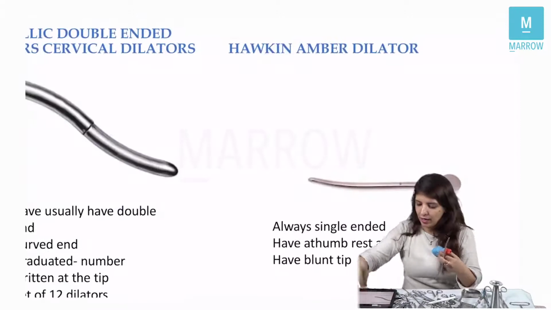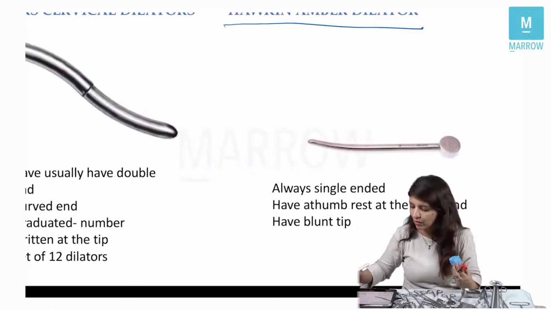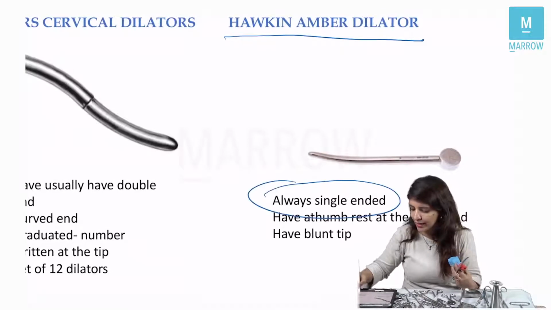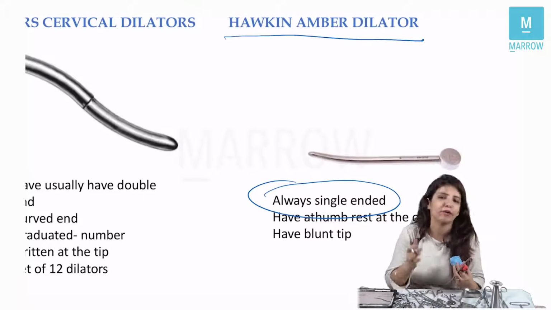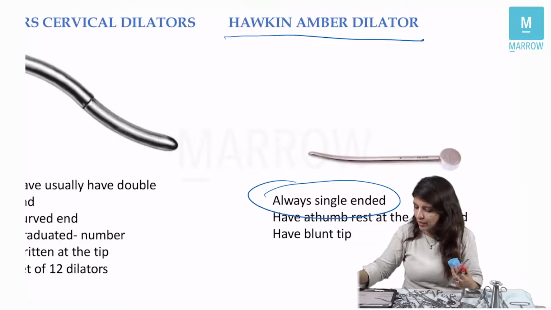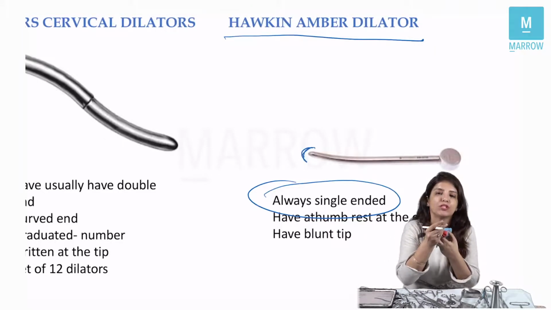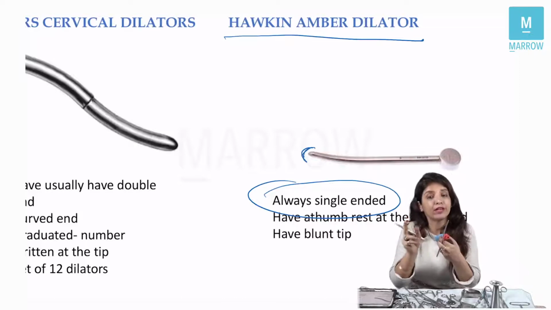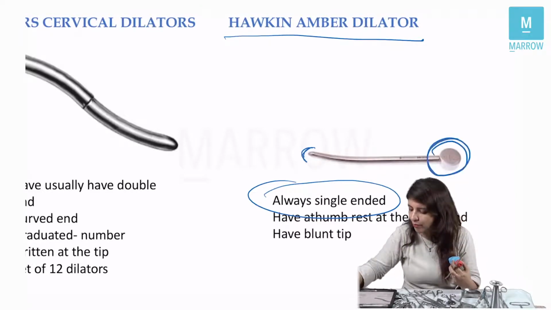Now, this image over here is a Hawkin-Ambler dilator. A Hawkin-Ambler dilator is always single-ended. Hegar's dilator usually is double-ended, but it may be single-ended. A Hawkin-Ambler dilator will have a blunt tip. See over here, it's round, but it's a little pointed. They will have a blunt tip and they will have a thumb rest.